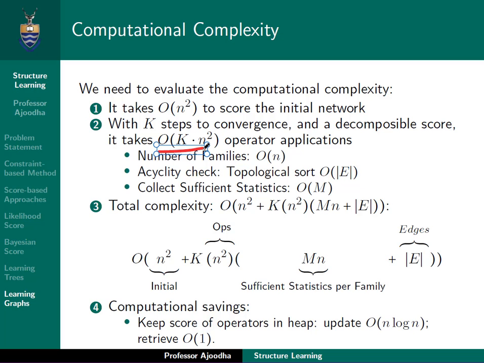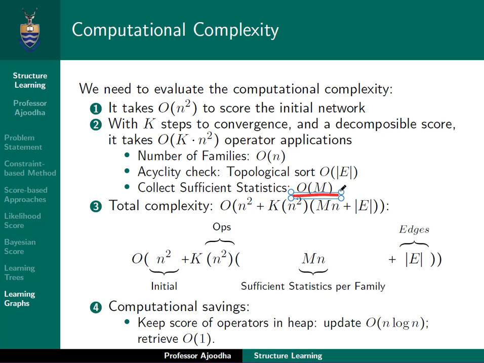So where does this come from? Well, it also incorporates the number of families, which is O(n). Okay, it incorporates the acyclicity check, and you do that using something called a topological sort. This just checks if the graph is acyclic, and the complexity of that is just the order of the number of edges. It's actually quite a simple algorithm. And then we end up with collecting sufficient statistics. To collect sufficient statistics, we need to basically just run through our data once, okay, and we can collect all the sufficient statistics that we require.